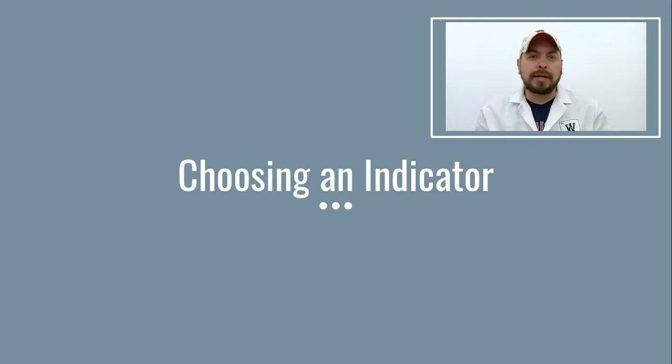Today we're going to be looking at a really important skill in the chemistry laboratory, and that is how to pick an indicator. So we're going to get started by looking at what indicators are, and then determine the best indicators to use in any circumstance that we might be put in. Let's get started.